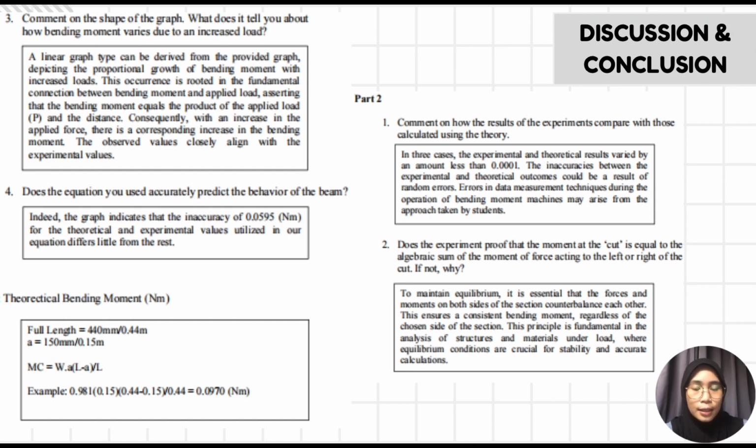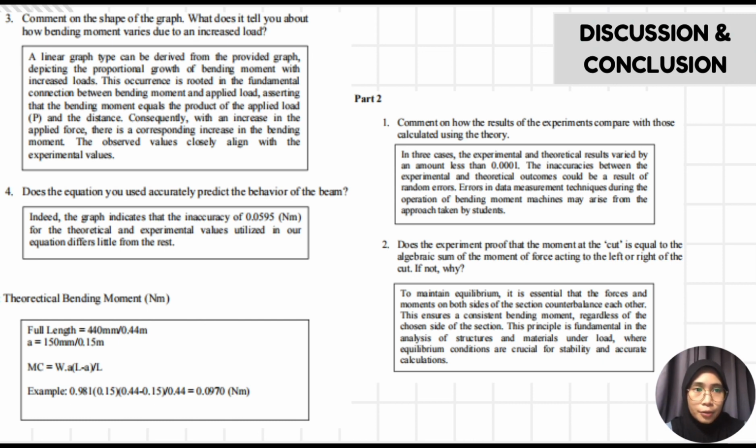Below you can see the theoretical bending moment method using the formula given. To answer part 2, question number 1, in 3 cases, the experimental and theoretical results varied by an amount less than 0.001. The inaccuracies between the experimental and theoretical outcomes could be a result of random errors. Errors in the data and measurement techniques during the operation of the bending moment machines may arise from the approach taken by the students.